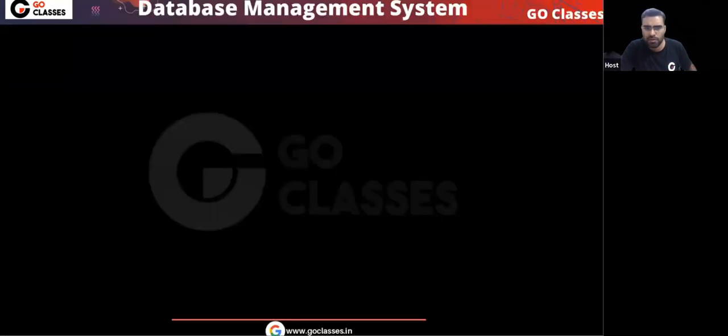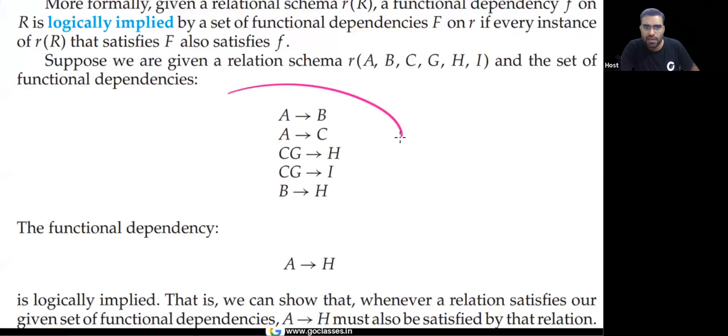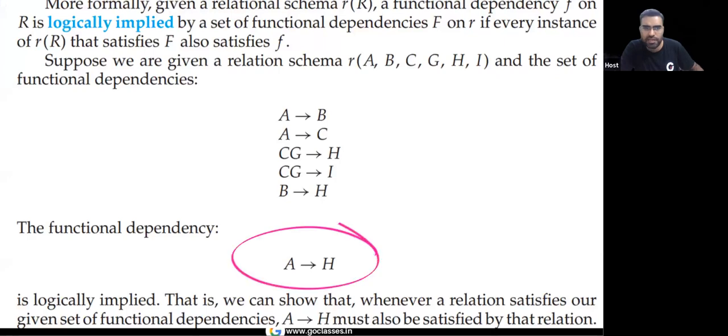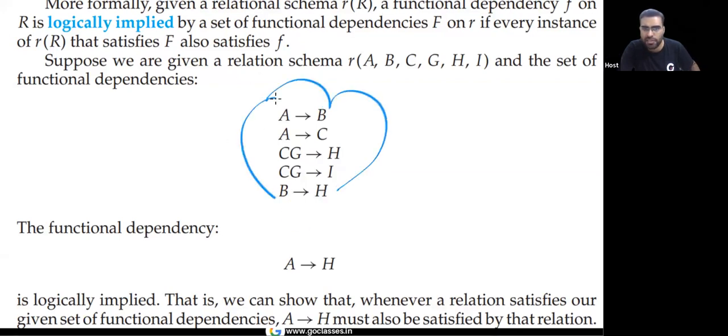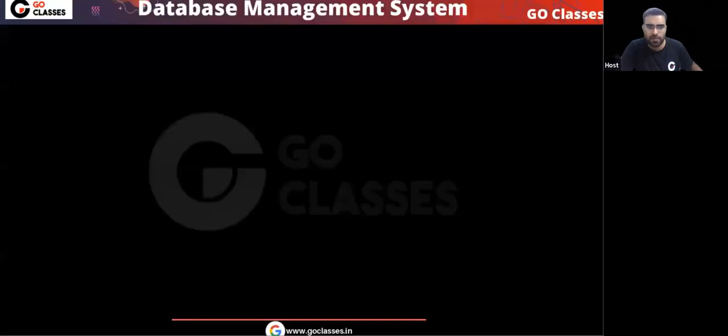Let's move on now. If this set of functional dependencies is given to you, can you infer A determining H? Can you imply A determining H? Yes, you can. A can determine B, B can determine H, transitively. So A can determine H. So you can imply this. Is this clear?